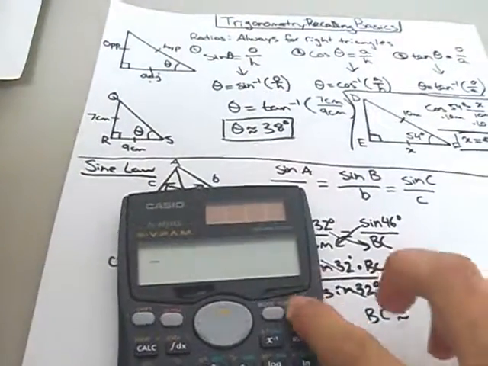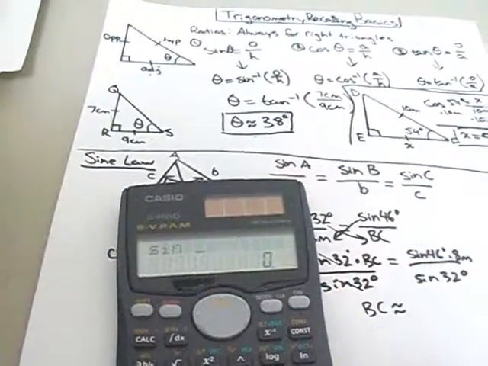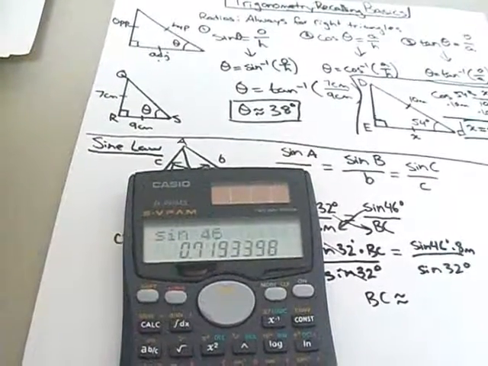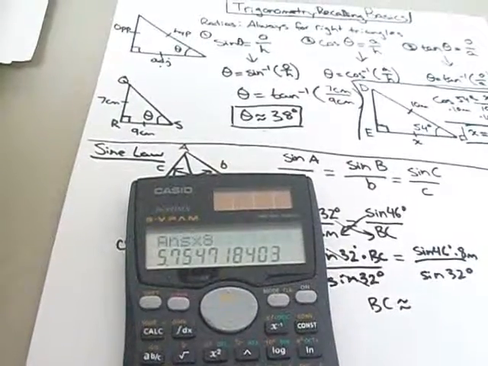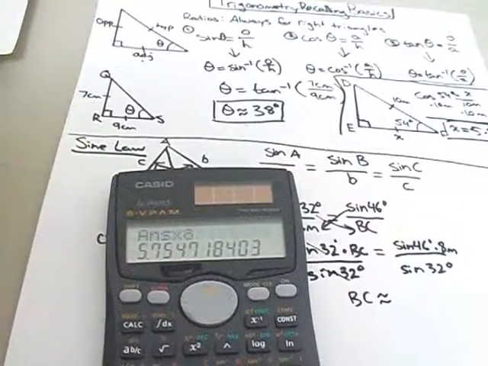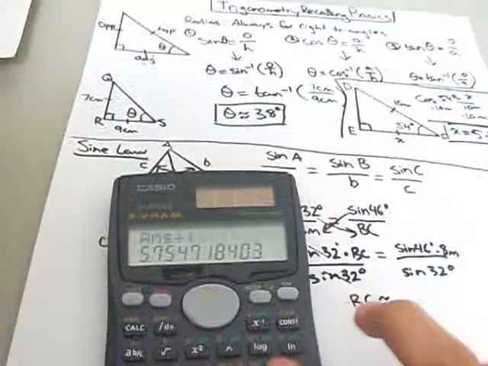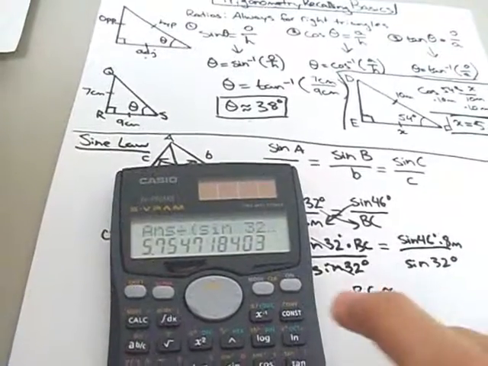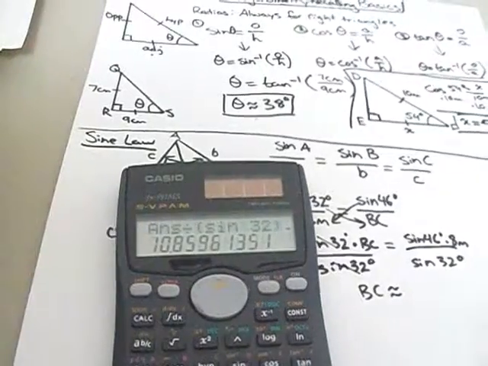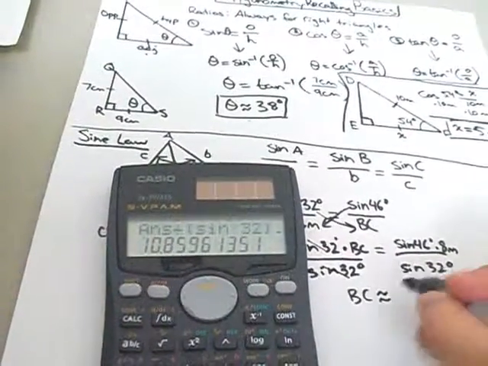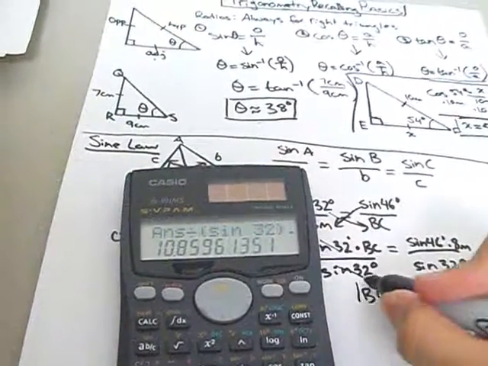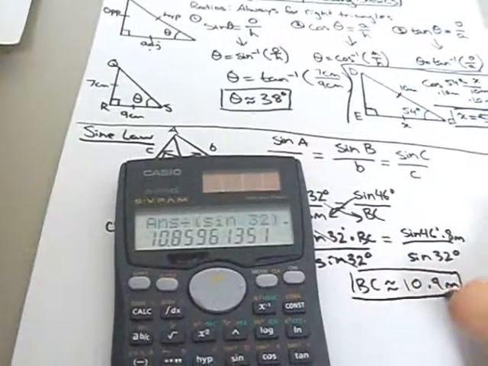And let me just plug it into my calculator. So I'm going to press sine of 46 times 8 meters, divided by, in brackets, sine of 32. That gives 10.8596. I'm going to round it to the nearest tenth and say 10.9 meters. So BC equals 10.9 meters approximately.